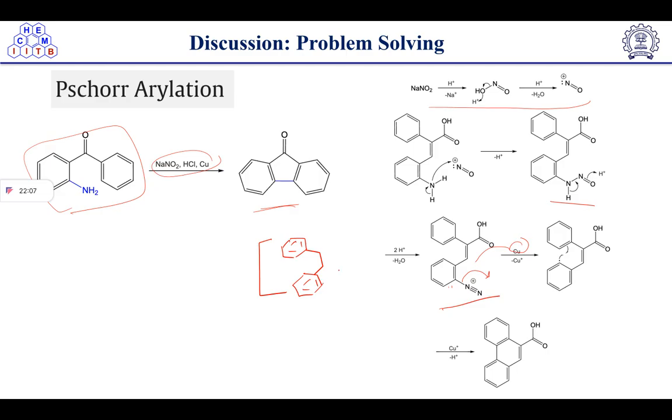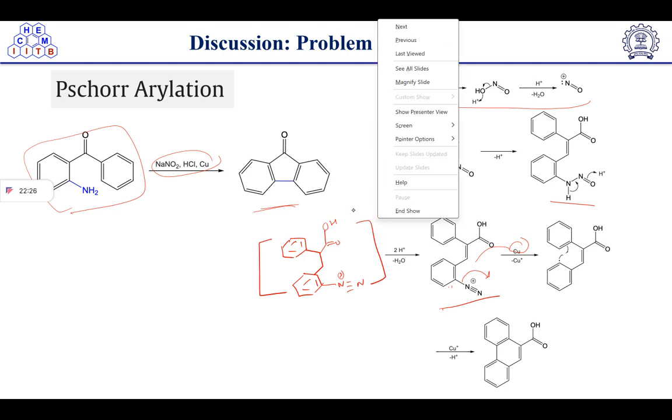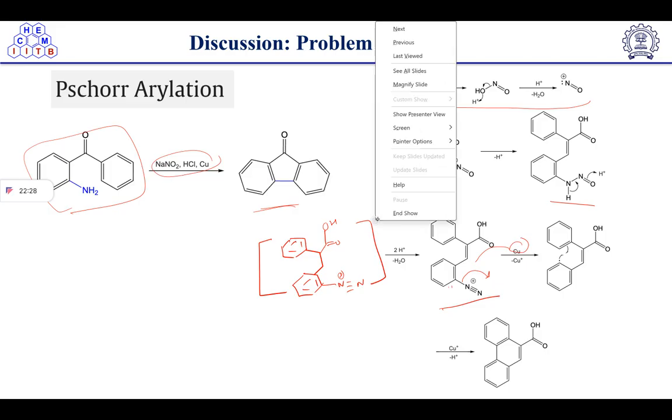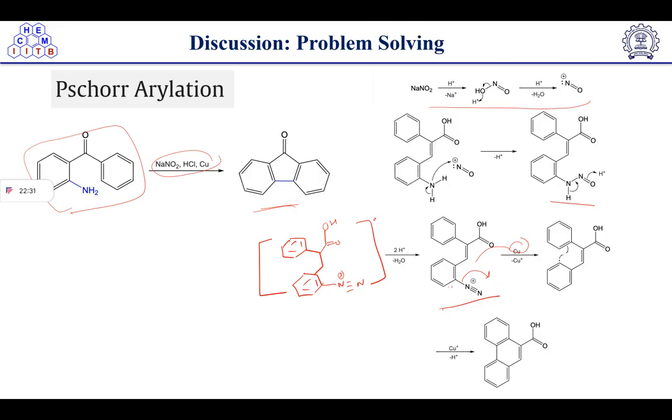Right. I will write the intermediate here, because this is easy. With this bracket, we can show the intermediate and the electron, which is donated by copper. Correct? So after this one, okay, after this one, we are getting this intermediate.